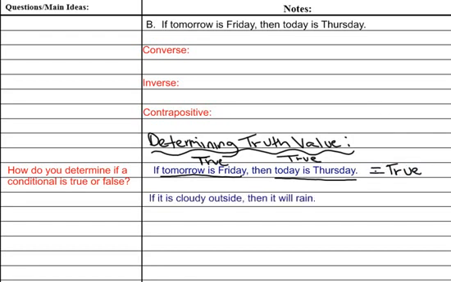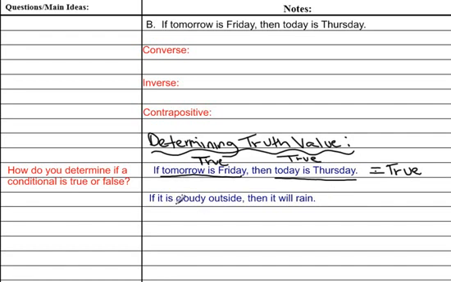Okay, let's go back to our original conditional that we talked about earlier. If it is cloudy outside, then it will rain. We said that this was false. Well, how do we determine it is false? If you can provide a counterexample, then the statement is false.